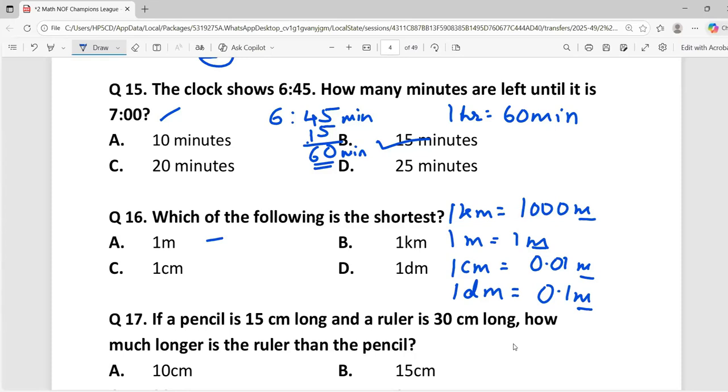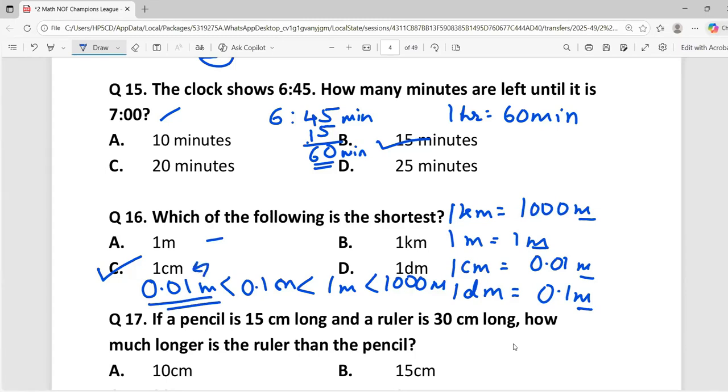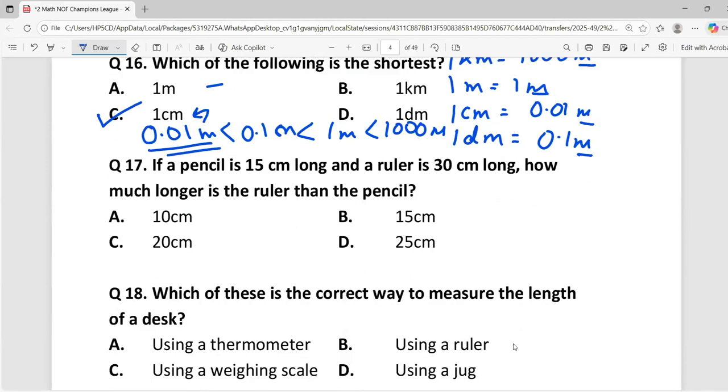So after this comparison we can say that 1 centimeter is the shortest one. That means option C is the correct answer, because 0.01 meter is less than 0.1 meter, then again less than 1 meter, and then 1000 meters. So here this 0.01 meter is 1 centimeter. Therefore, option C is the correct answer.